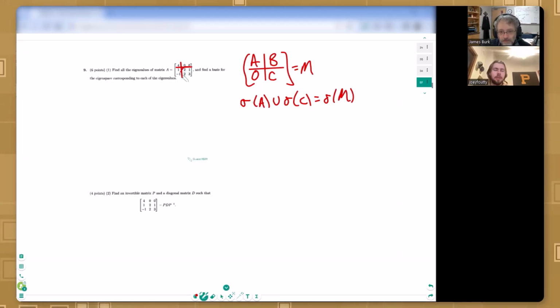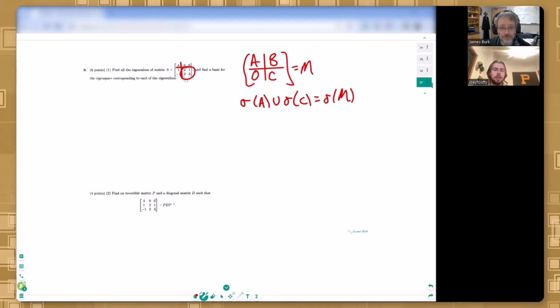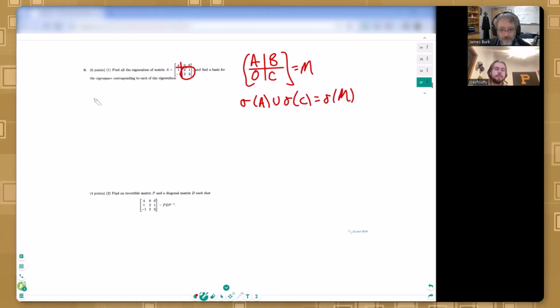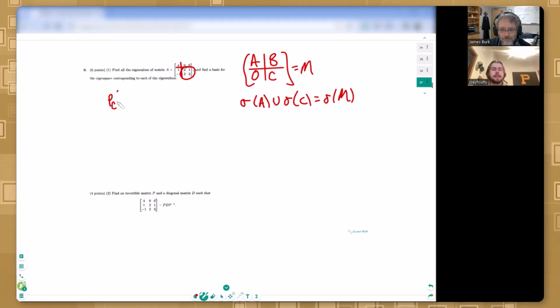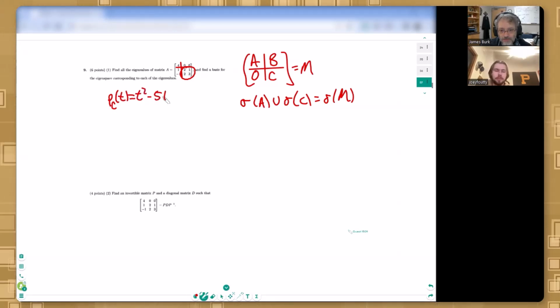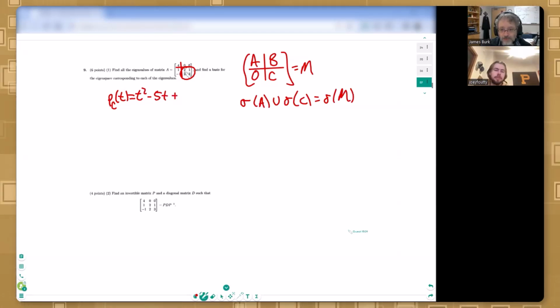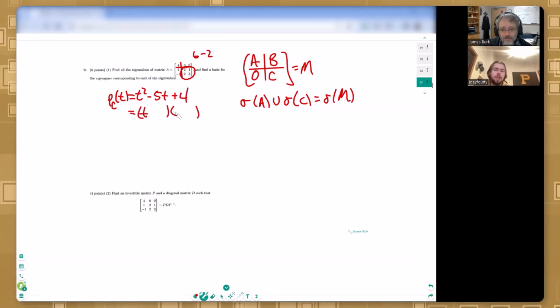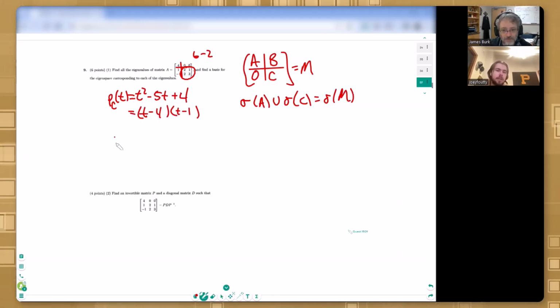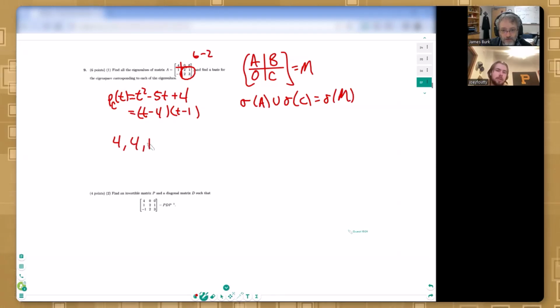So really, you're just looking at a 2 by 2 case. And if I want to figure out the eigenvalues for a 2 by 2 case, I can also very quickly write its corresponding characteristic polynomial. We'll say PC here, where we'll have t squared, and then minus the trace, and then plus the determinant. So you would have 6, and then minus 2, 4. Factor, and you see that your eigenvalues are going to be 4, 4, and 1.